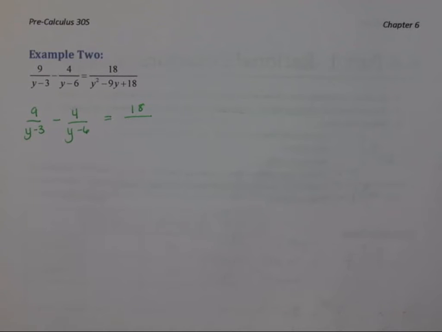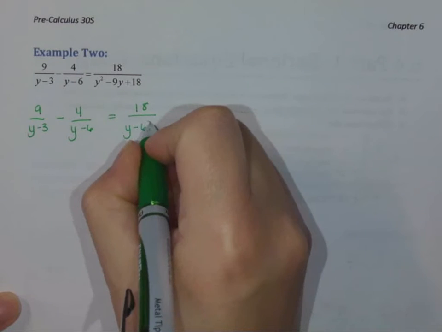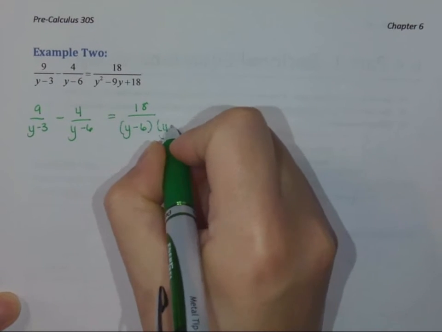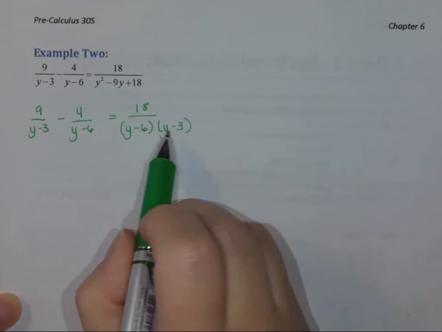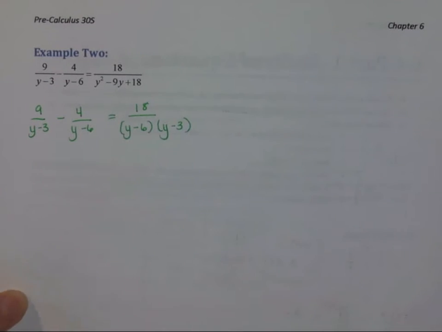6 and 3, yes. So y minus 6, y minus 3, because they both have to be negative to get us to the negative 9, but multiplied give us a positive 18.